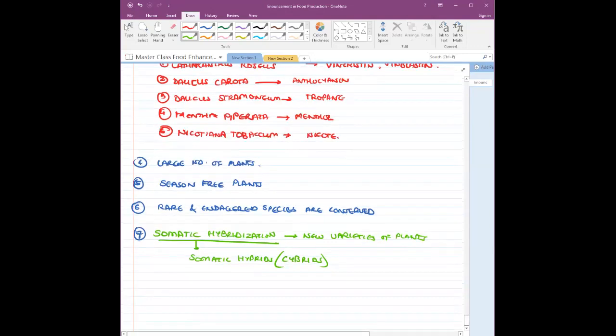So for example, guys, what do we do? Somatic hybridization is also known as protoplast fusion. But guys, what is this protoplast? Protoplast is nothing but when the cell wall is removed from the plant. That is called a protoplast.